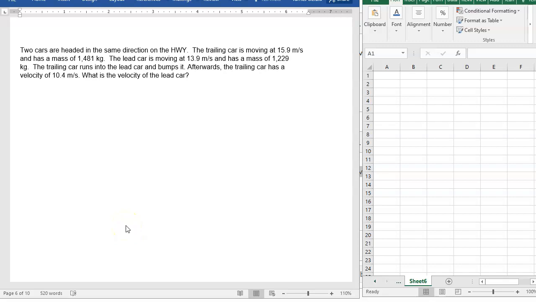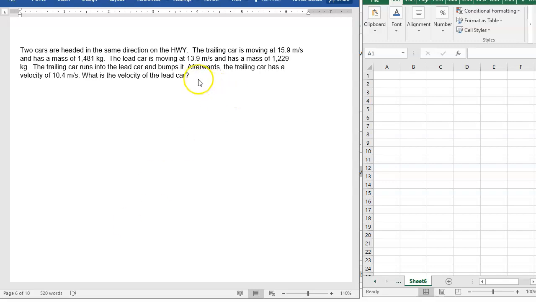In this problem, we again have two cars, but now they're headed in the same direction. So they're both going in the same direction, and we know the mass and the velocity of the car that's behind. We know the mass and the velocity of the car that's ahead. And eventually the trailing car, the one that's behind, runs into the lead car and bumps into it. Afterwards, the trailing car has a new velocity. The question is, what's the velocity of the lead car?